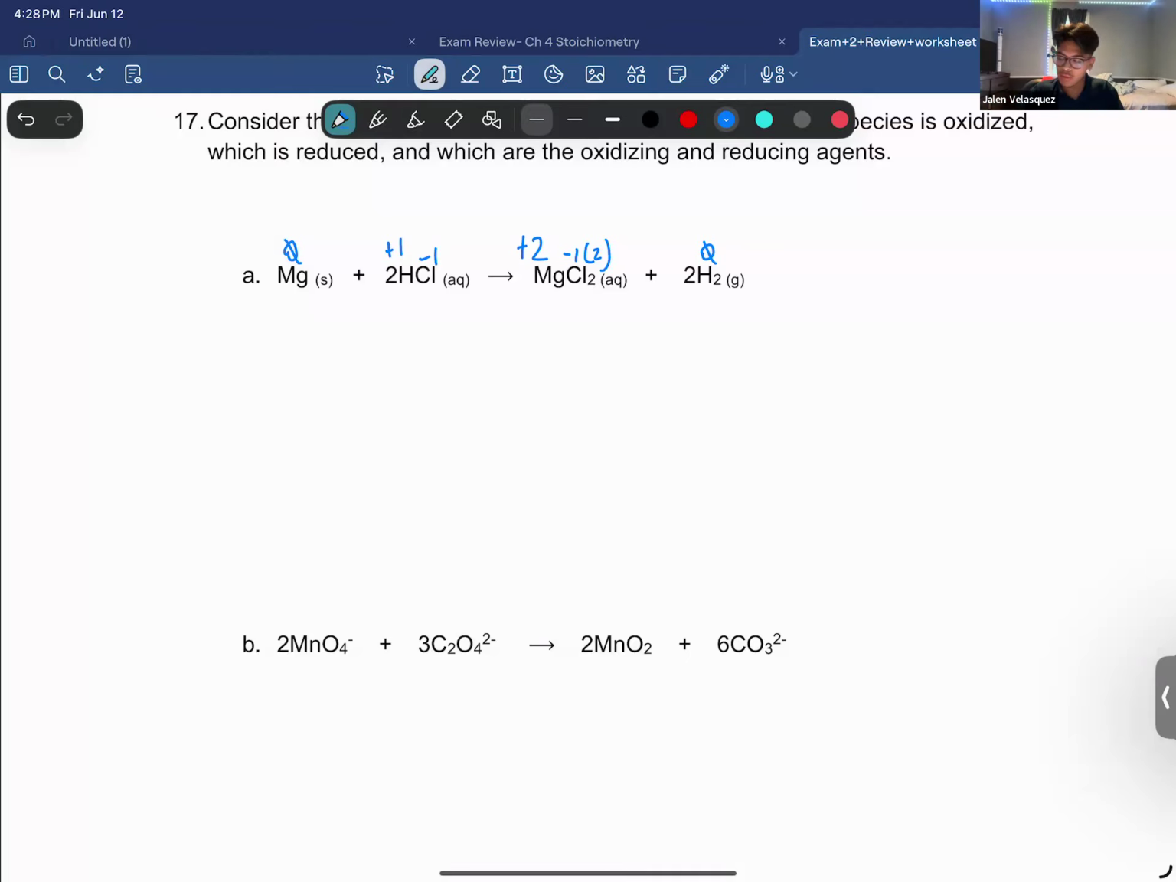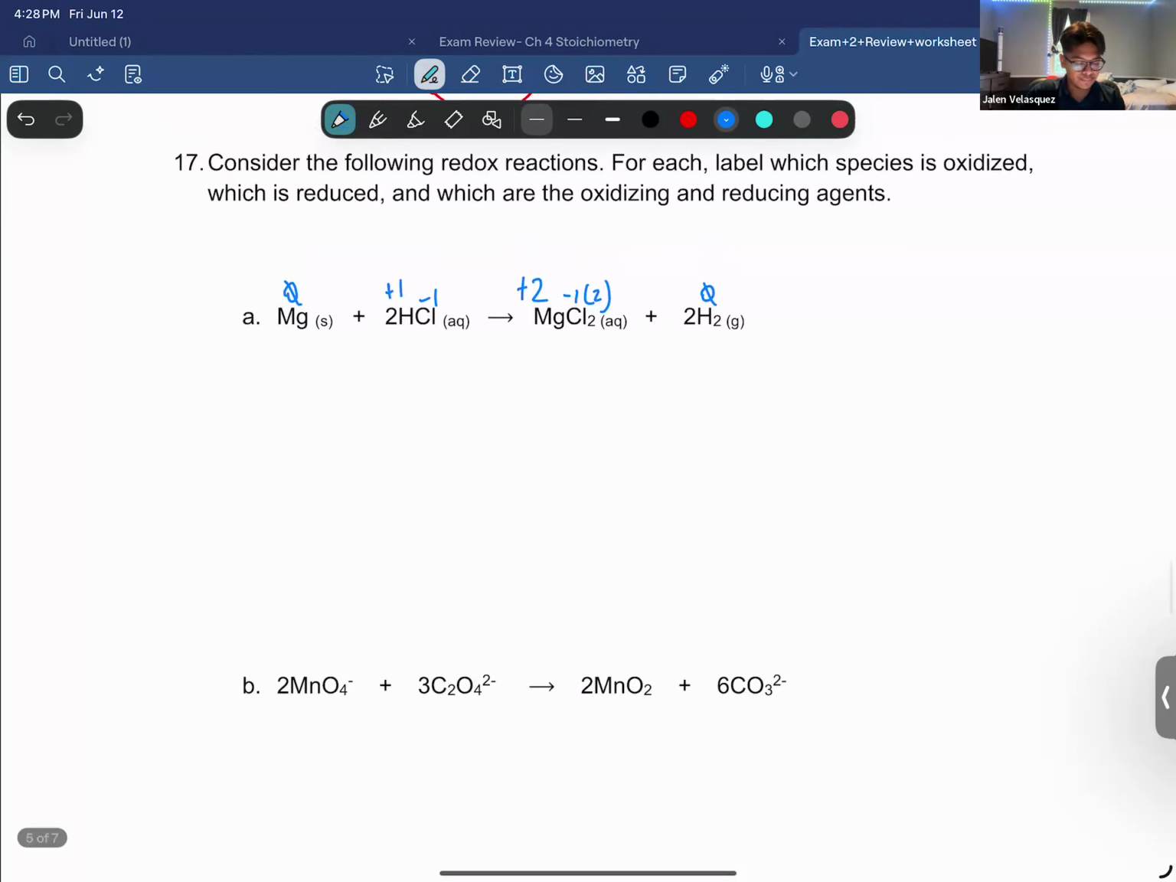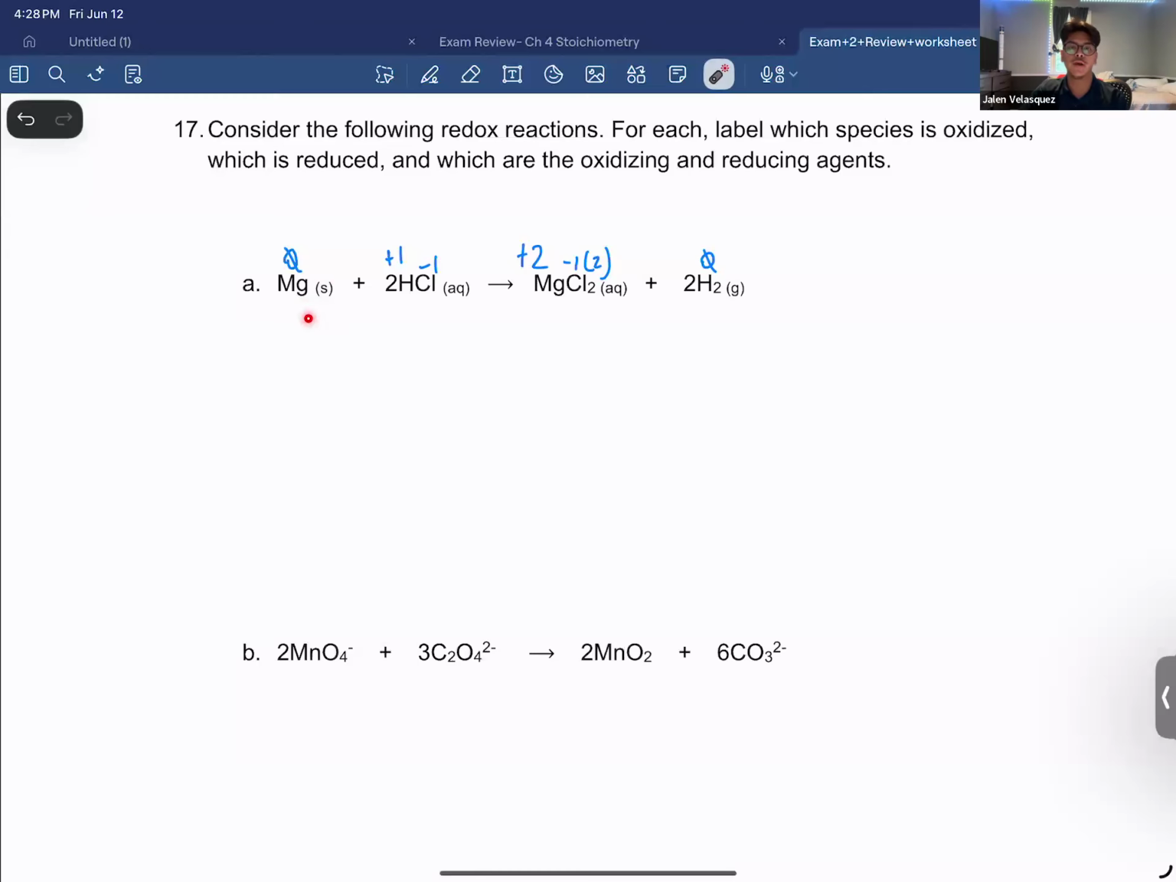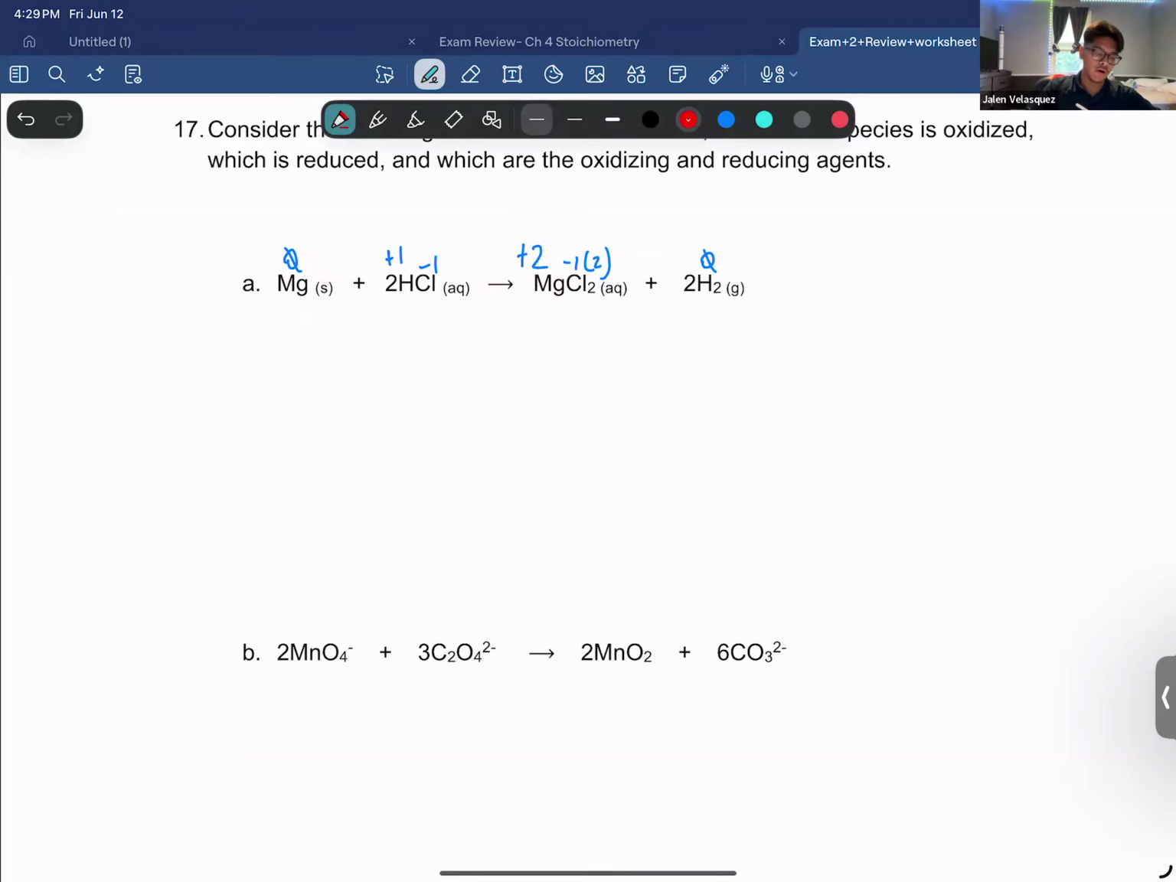All right, so once you complete that first step of assigning the oxidation numbers, then you can go ahead and compare both sides and determine what's oxidized and what's reduced. Okay, so let's look here at the magnesium first. I need to compare how magnesium is changing from one side to the other. So magnesium starts at zero and it goes to a +2, right?